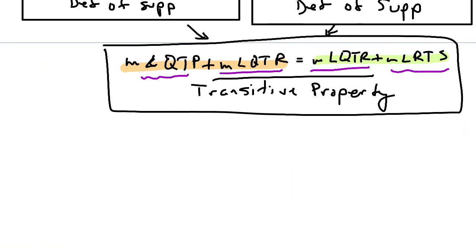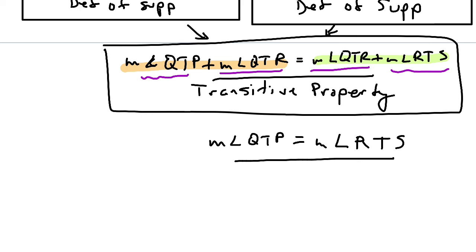So here's what I'm going to do. Almost at the end here, I'm going to get back to my black ink. I'm going to now claim that I can subtract that QTR from both sides. Now I will have the measure of angle QTP equals the measure of angle RTS. What happened? I subtracted QTR from both sides, leaving me that statement. How did I do that? I used the substitution property. Sorry, the subtraction property of equality.